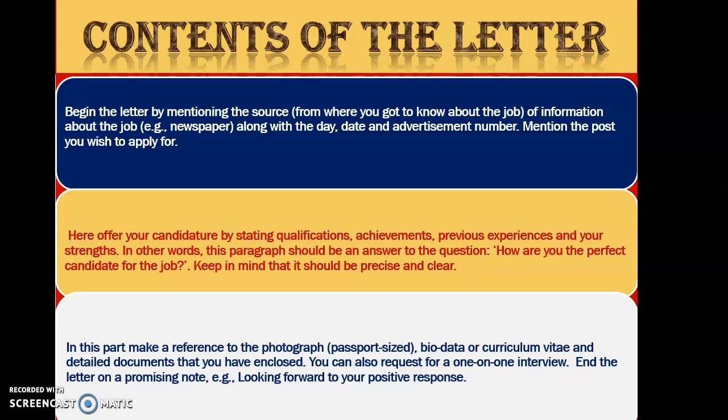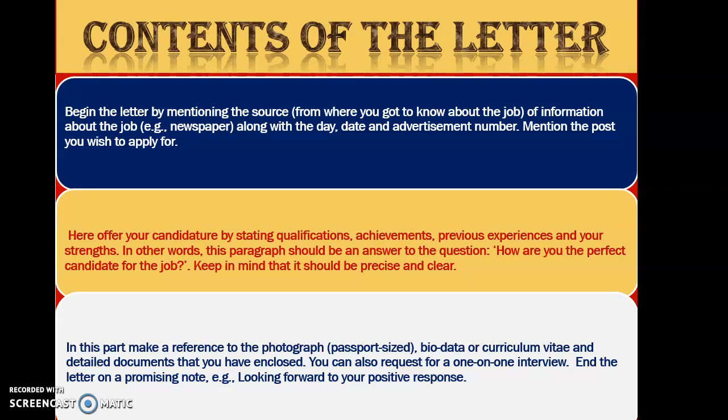Now, the third paragraph. In this part, make reference to the photograph, passport size, biodata or curriculum vitae, and detailed documents that you have enclosed. You can also request a one-on-one interview and end the letter with a promising note, looking forward to your positive response.